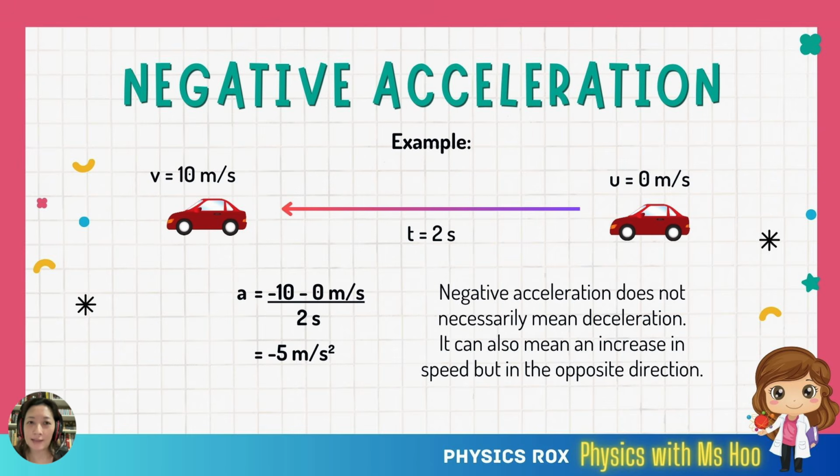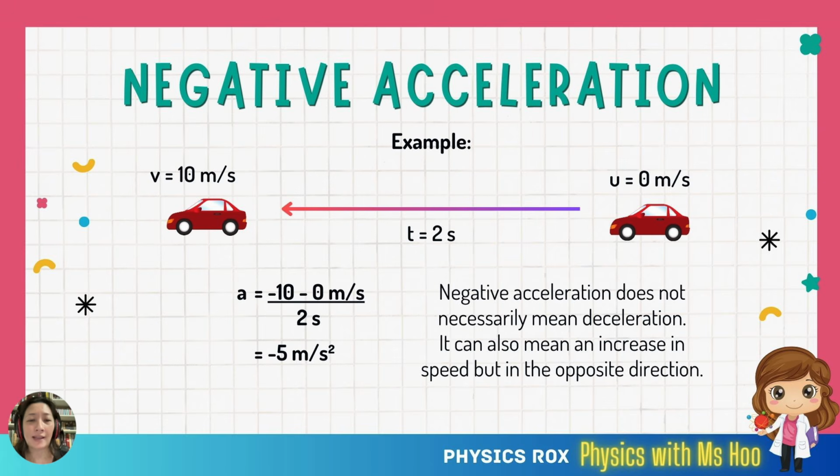But in this case, because it's moving to the left, which is the opposite direction, the final velocity is actually negative 10. So when we calculate the acceleration, we would get negative 10 minus 0 divided by 2, giving us a value of negative 5 meters per second squared. The value here is identical to the value of the deceleration in the previous slide. But the motion here is very different.